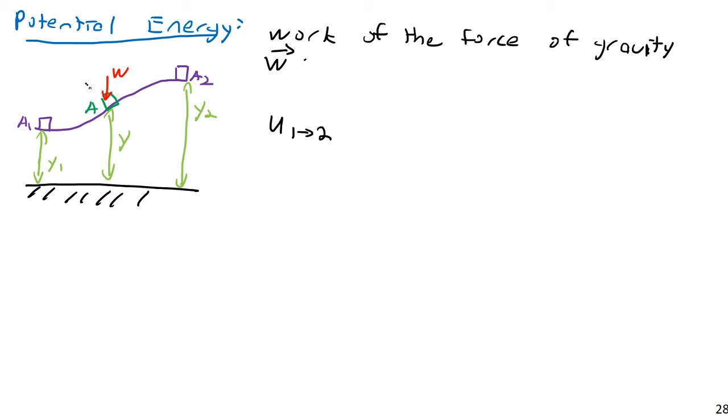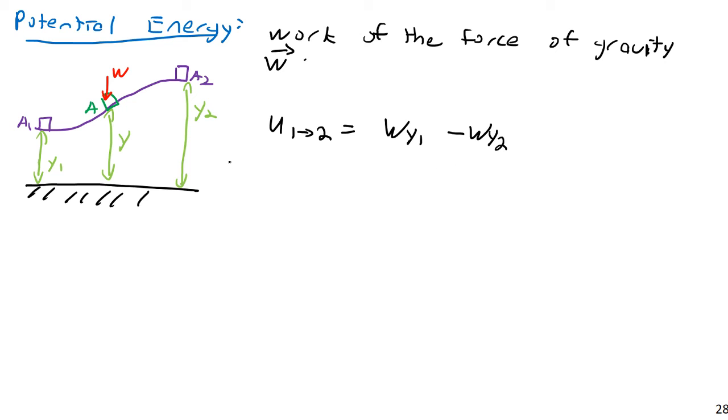So the whole path will not generate work, but the vertical displacement will be important. The horizontal displacement will not factor into the work done by gravity. However, the vertical displacement will. So this is going to be equal to Wy1 minus Wy2. The weight at point 1 times y1, the displacement at 1, minus W times y2.